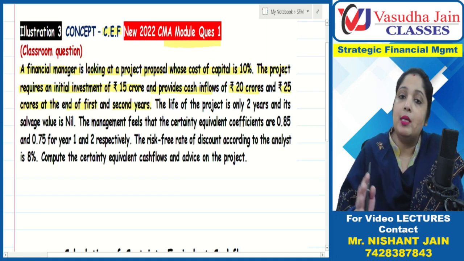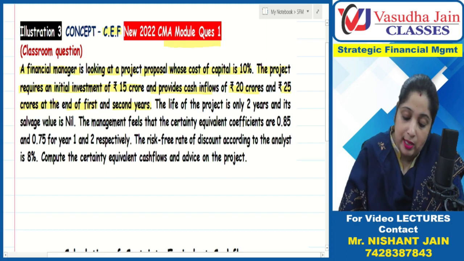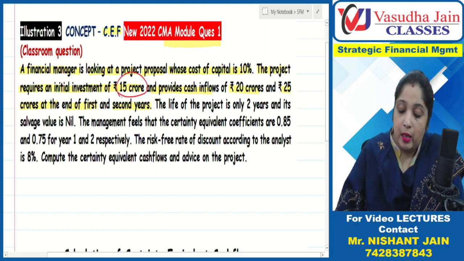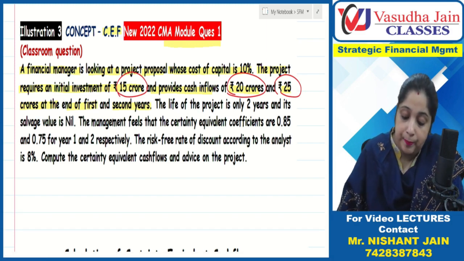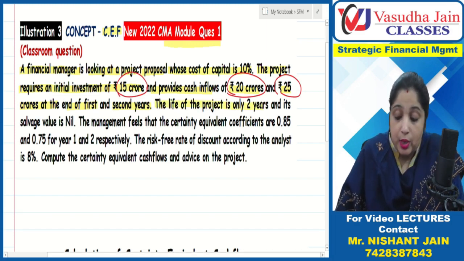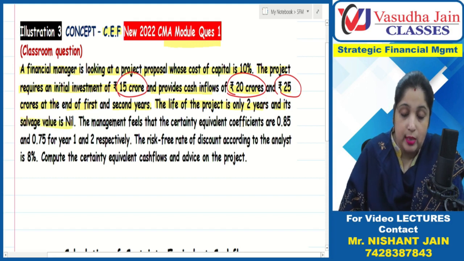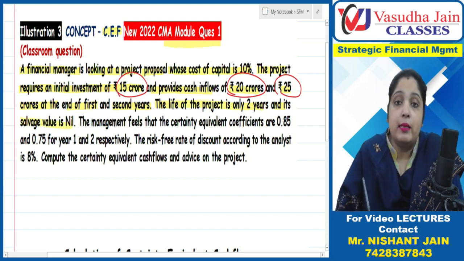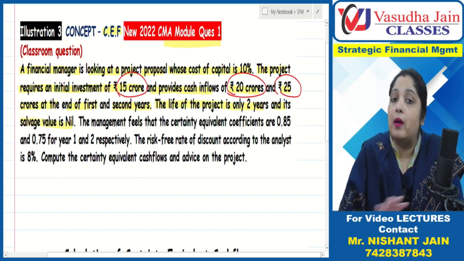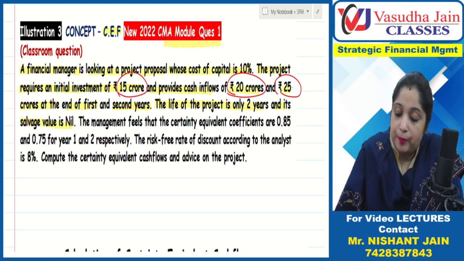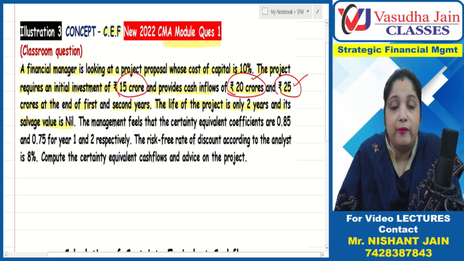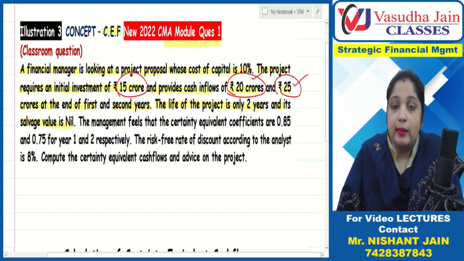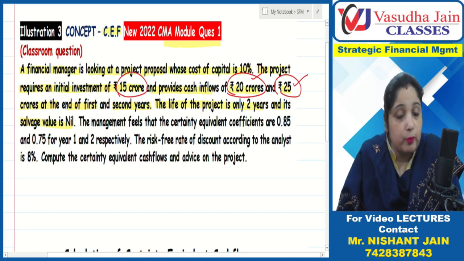So there are 2 years of cash inflows. Initial investment is given to us, 15 crore. Each year cash inflows will be 20 and 25 crore. Then the life of the project is only 2 years and its salvage value is nil. That means in the last year, the terminal year, there will be no further inflows except this inflow. Second year, this is going to be the inflow. First year, this is going to be the inflow. In the last year, second year, there will be no other inflow from the project.